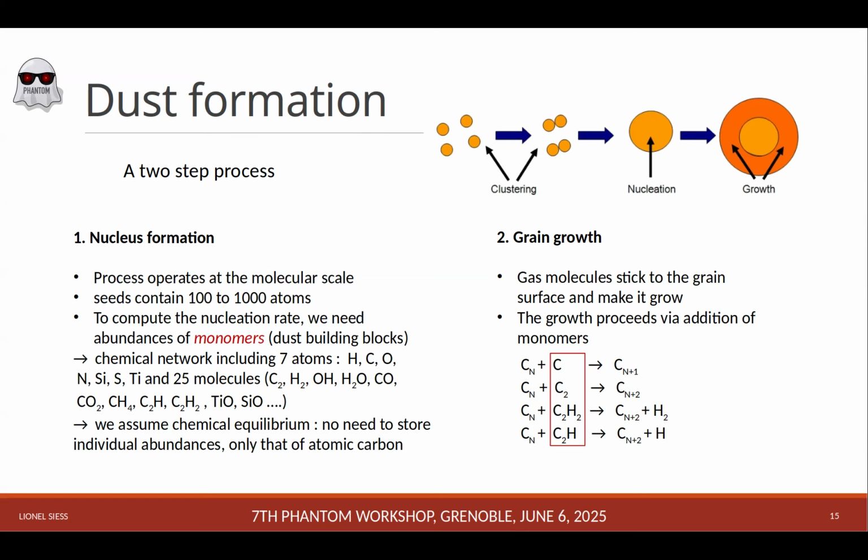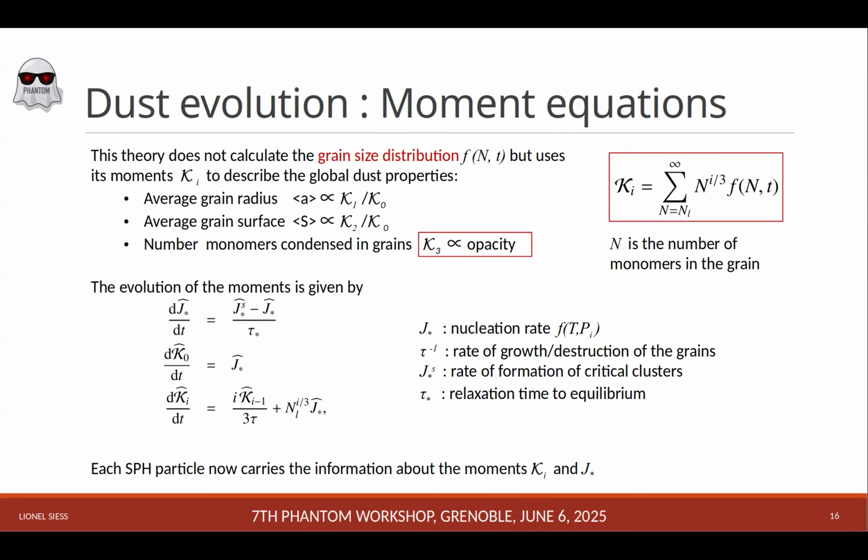And so we solve at each iteration this chemical network, which is assumed to be at equilibrium. And then we get the abundances. And from that, we can go to the growth phase. So how do we model the growth phase? I won't go into the details because it's very complicated.